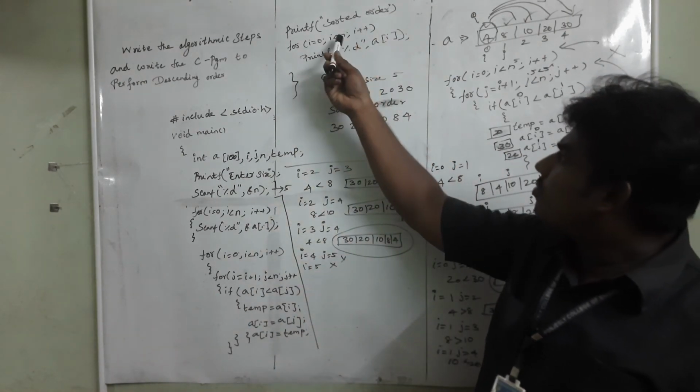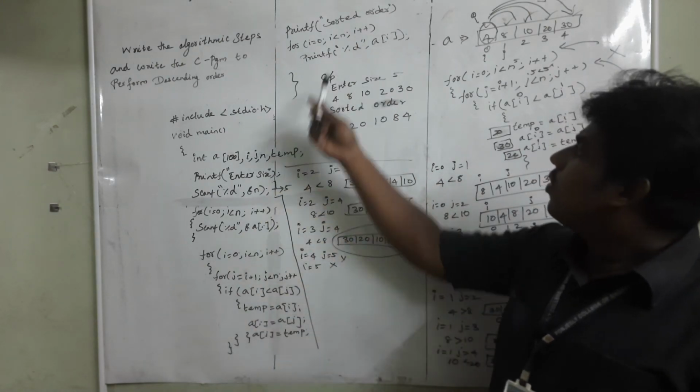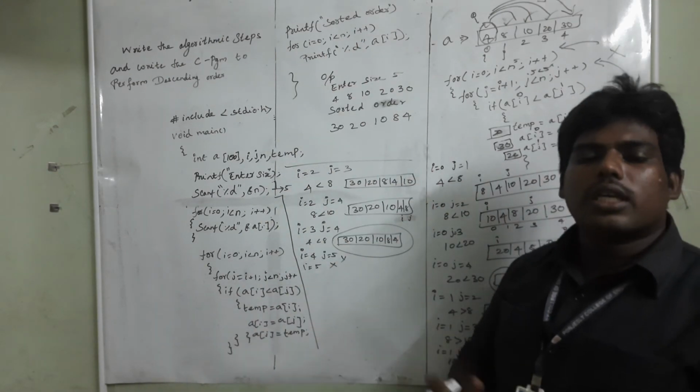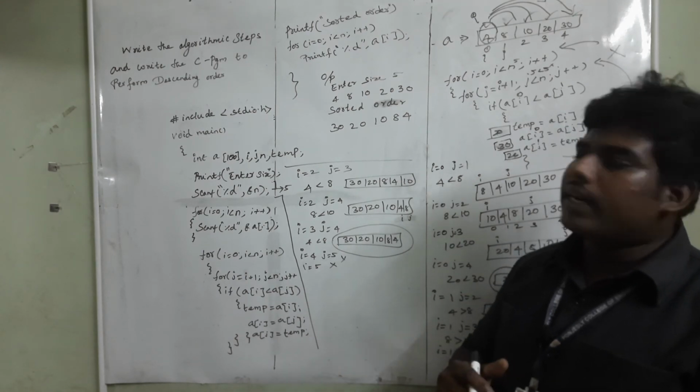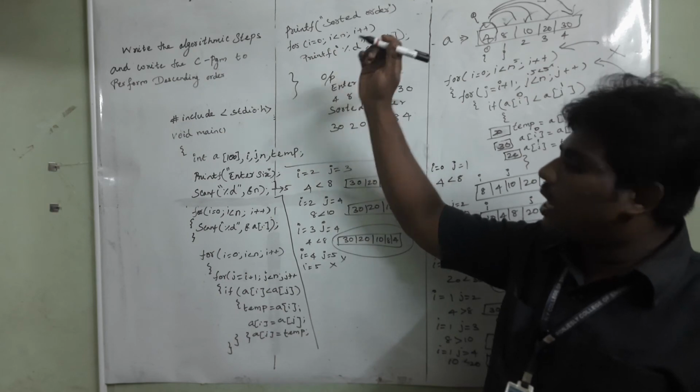So again, what will happen? While printing, I can't access all the elements at a time. I want to access only one by one at a time. So again a for loop, then I am printing.